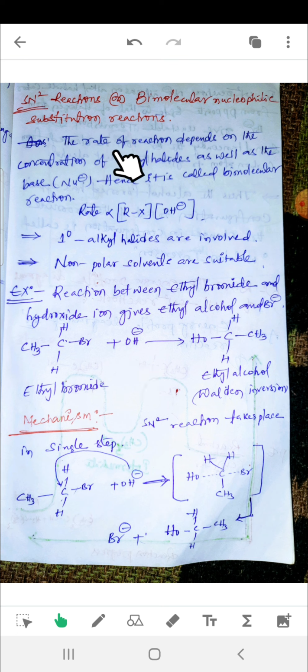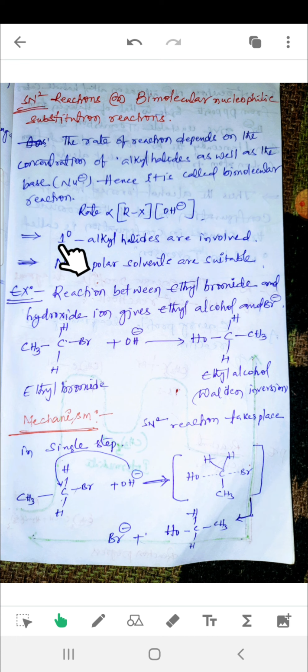The rate of the reaction depends on the concentration of alkyl halide as well as the base, the nucleophile. Hence it is called a bimolecular reaction. In SN1, the rate of the reaction depends only on the alkyl halide concentration, but here the rate of the reaction is directly proportional to the concentration of alkyl halide as well as the base, that is, the nucleophile concentration of OH minus. That is why we are going to study SN2, bimolecular nucleophilic substitution reactions.